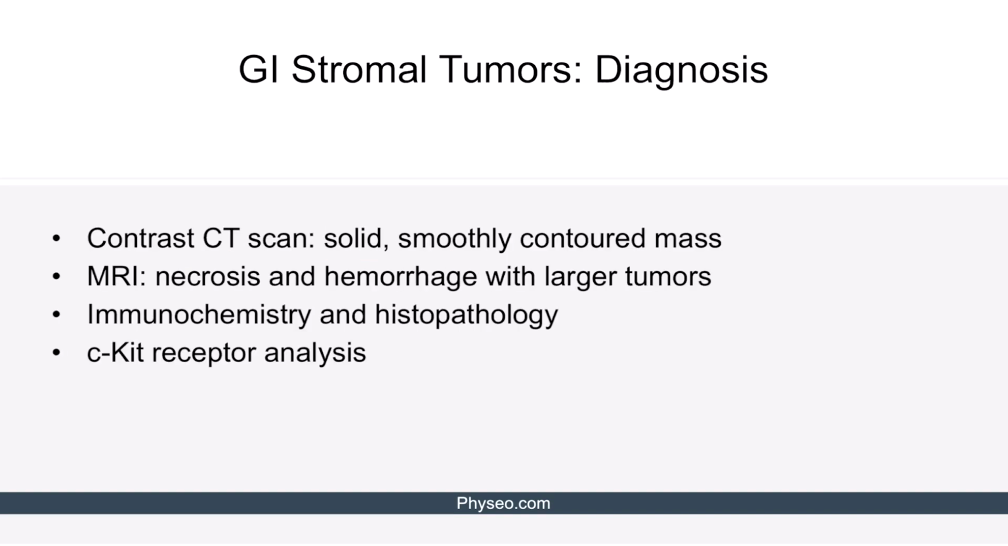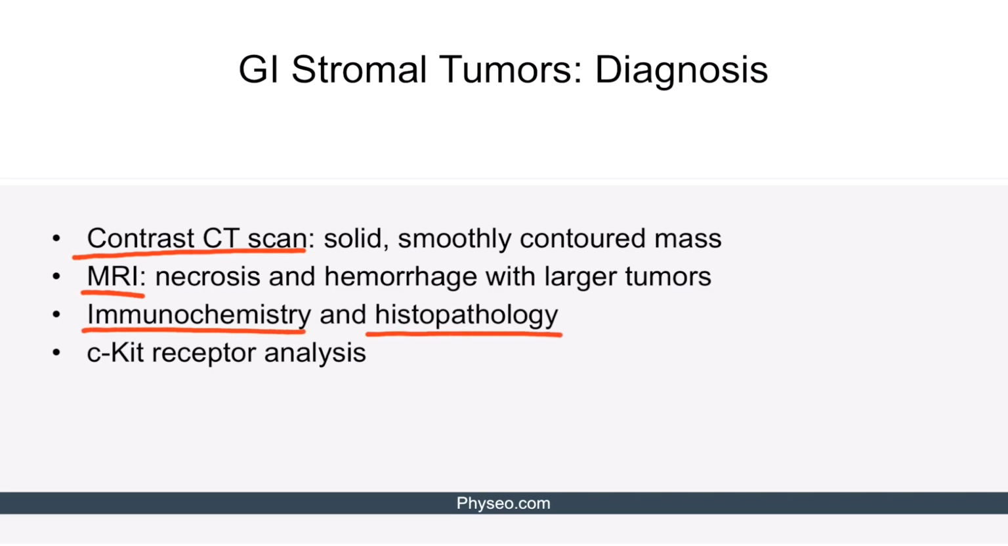Now let's focus on the diagnostic methods we can use to confirm this disease. Contrast CT is the imaging of choice. With intravenous contrast, the tumor is enhanced and appears as a solid, smoothly contoured mass. Necrosis and hemorrhage may also be seen on MRI of larger tumors as the tumor outgrows its blood supply.